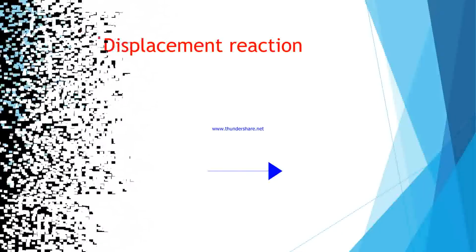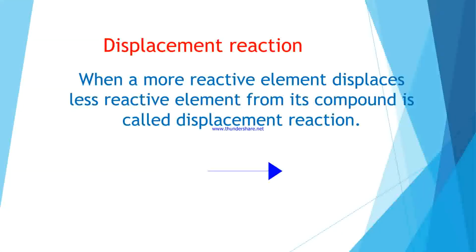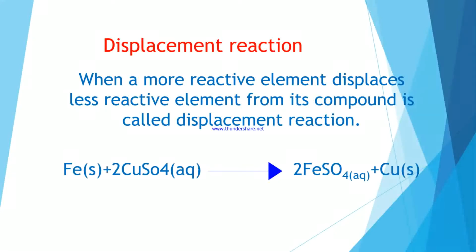The other type of chemical reaction is the displacement reaction. So what happens in this reaction? The more reactive element displaces the less reactive element from its compound. The equation is when iron reacts with copper sulfate, it results in the formation of iron sulfate and copper gets separated. Why does it take place? Iron is more reactive than copper, hence the iron replaces the copper. This is known as a displacement reaction.